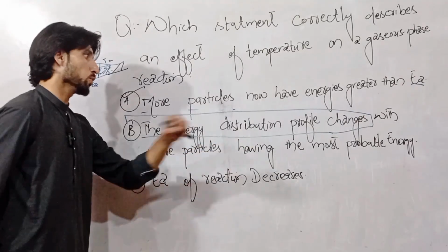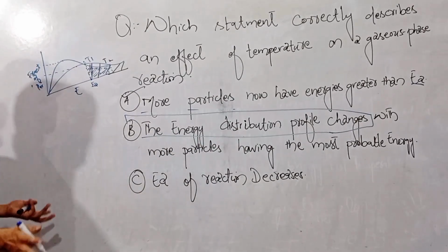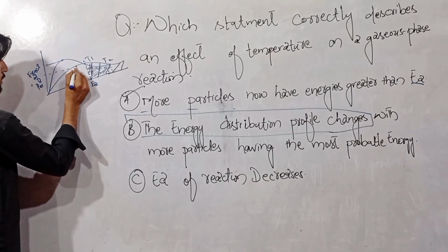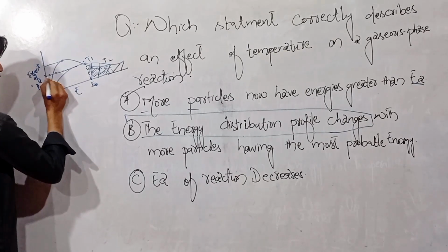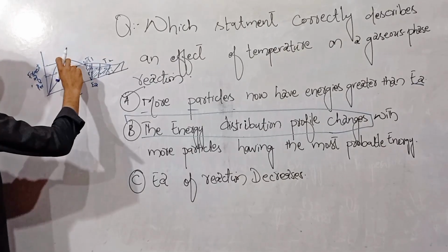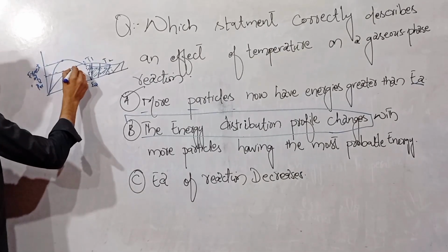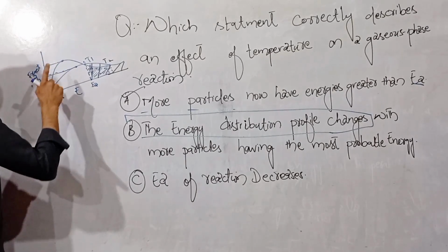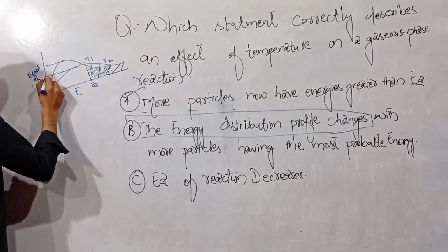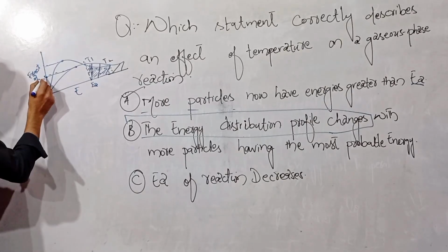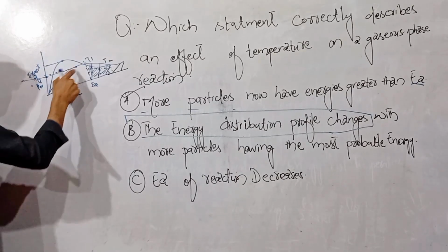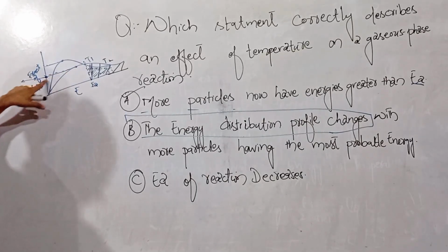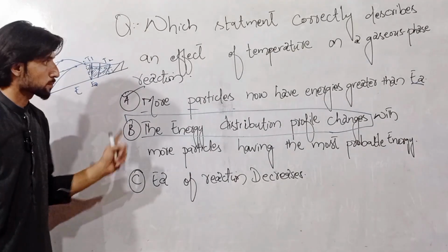With more particles having most probable energy, this could be questioned, because here we can see that with increasing temperature, the peak of the mount came down. Now we have a lesser number of particles having the most probable energy, because this is the fraction of particles. So we now have a lesser amount of particles having most probable energy.